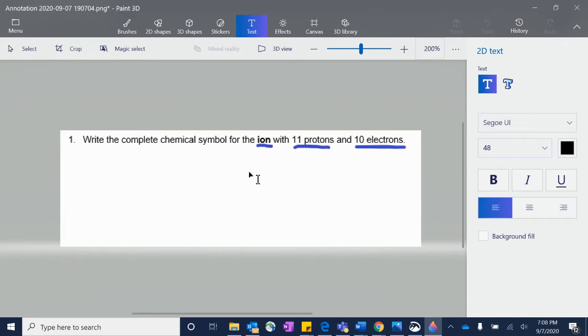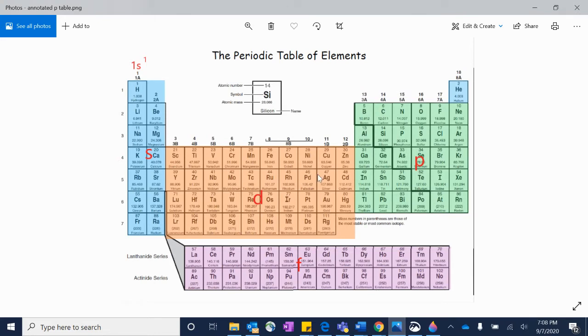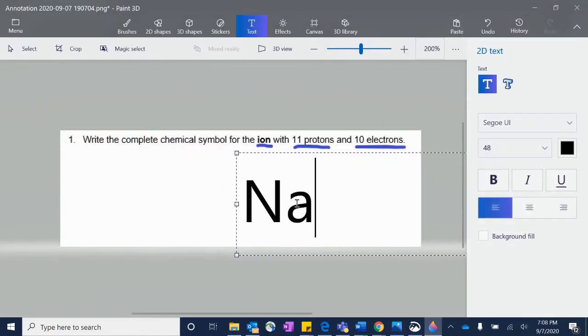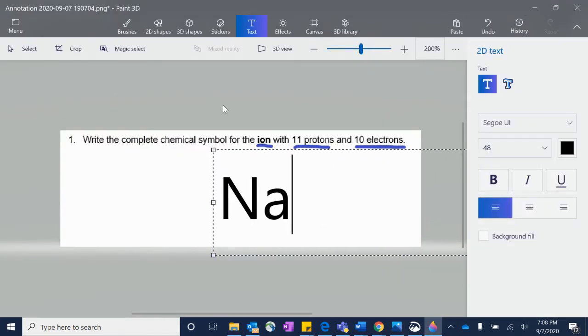In order to know what symbol or what letter I should be using, I first have to know what element I'm working with. Since I have 11 protons, I know that my atomic number is also 11. So let's go to the periodic table and find atomic number 11. 1, 2, 3, 4, 5. Neon is 10. So 11 is sodium. The symbol is Na. Okay? That's part one. Done.